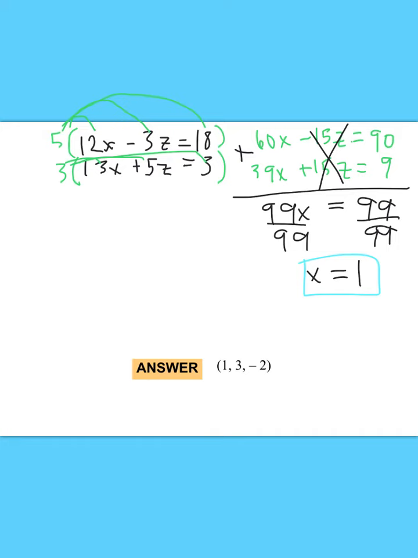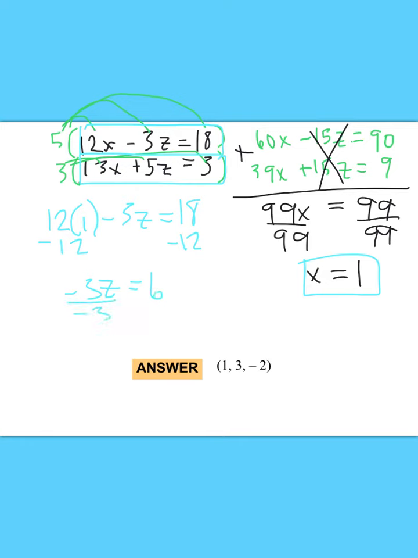I'm going to plug it in to one of these new equations up here. You can choose either one. I'm going to choose the top one. So 12 times x, which we said was 1, minus 3z equals 18. Subtract 12 from both sides. I get negative 3z equals 6. Divide by negative 3. I get z equals negative 2.